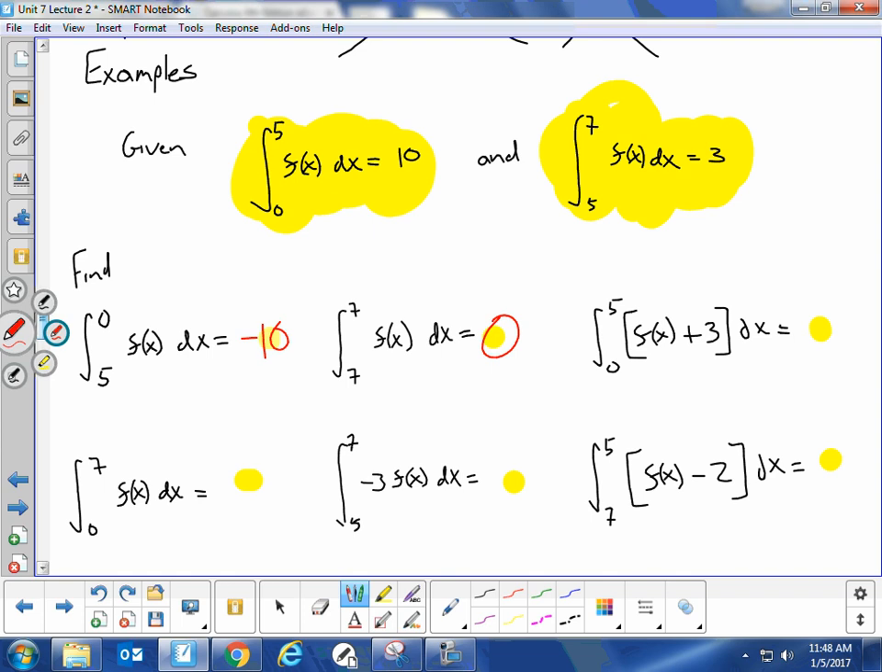When we get to this one, this is like the toughest one that we'll see. My advice is to do the problem with the values going from left to right first. Then once you get that answer, then just take the opposite of it, because we notice we're going from 7 to 5, not from 5 to 7. Okay? Let's see what we get.